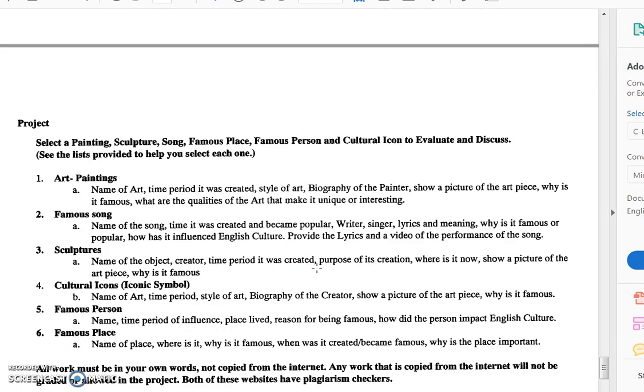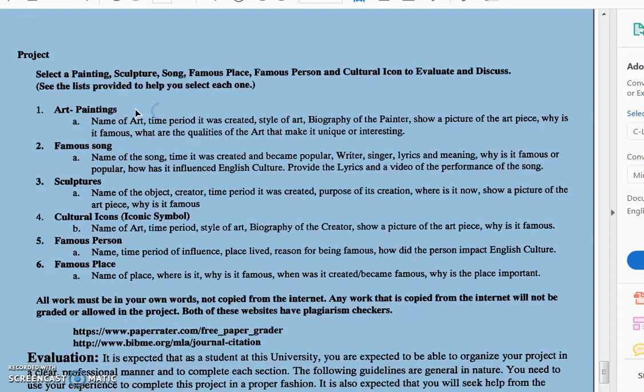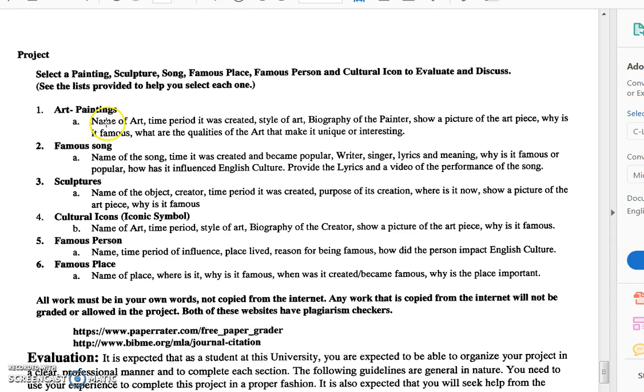Now, when we come down here and look, I have some specific questions for you. When you select a painting to talk about, maybe it's the Mona Lisa or some other painting, whatever it is, I want you to look up some information. I want you to find out what the name of the art is, the painting. I want you to find out which time period it was created. When was it created? What is its style of art? Everything fits into a category. So I want you to do some research and find out what style it is.